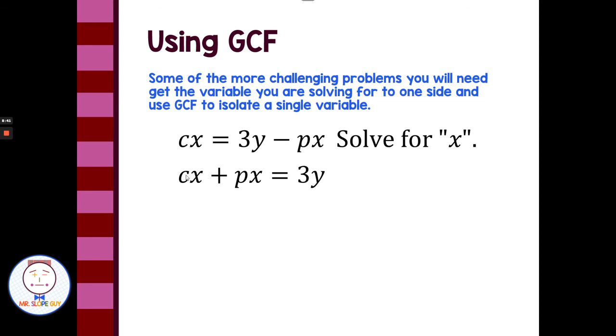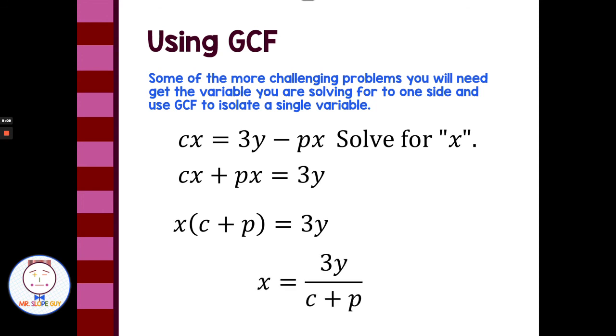Now I can use GCF. This is where you want to use GCF of x. If I pull a GCF of x out of those first two terms, I get x times (c plus p). This gets me down to a single x term and gets everything else away from it. So with this c plus p in parentheses times x, I can undo multiplication now, which is dividing both sides by c plus p, and that will isolate the x.